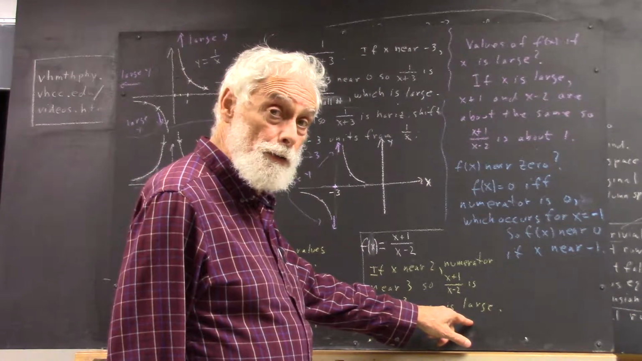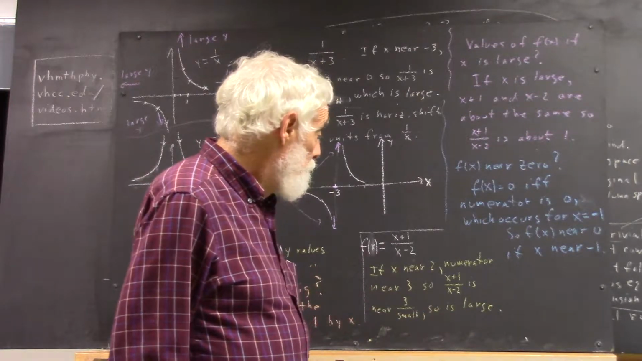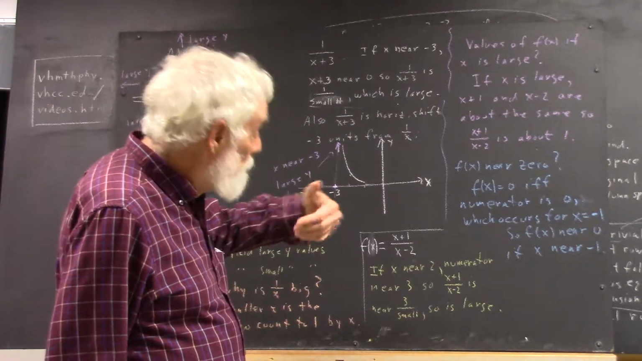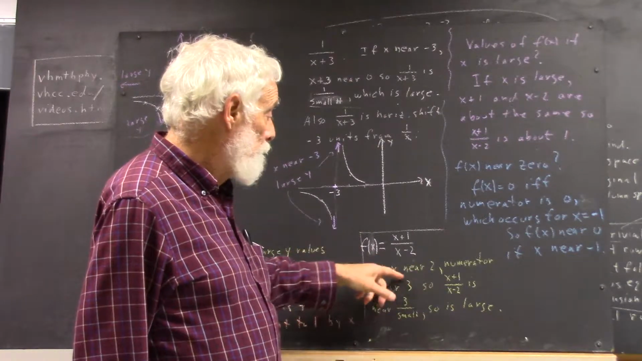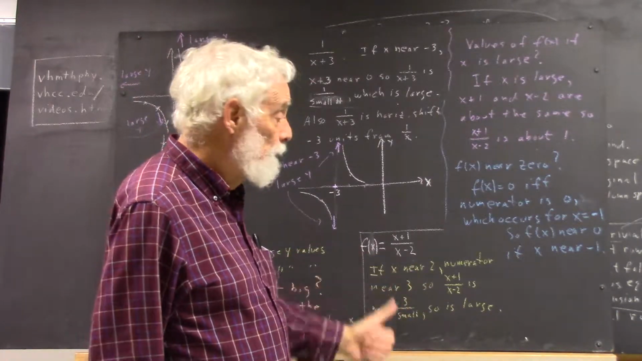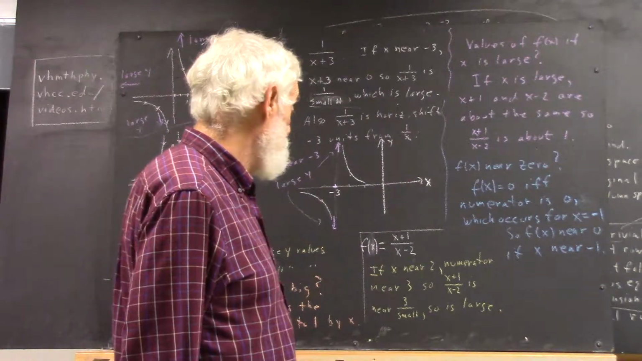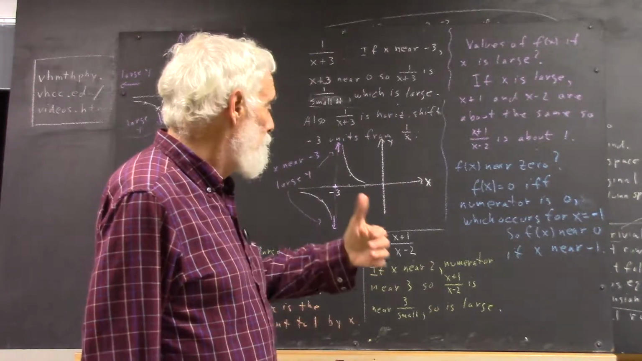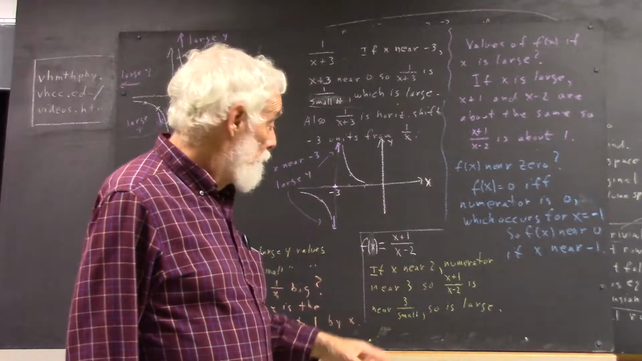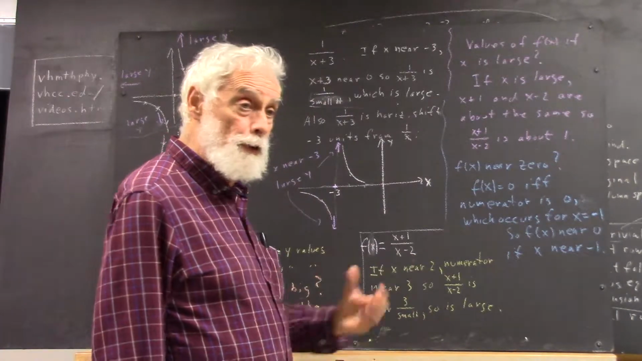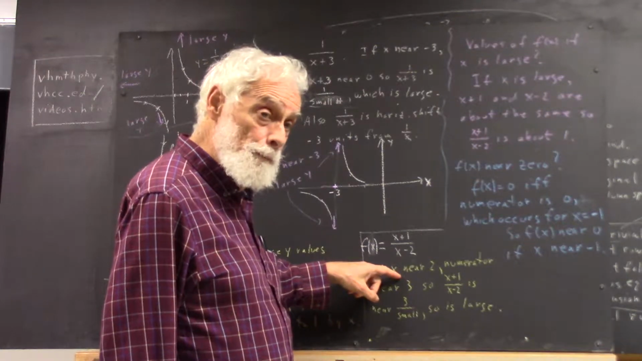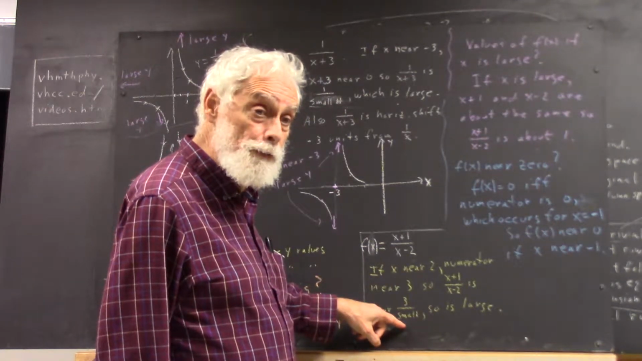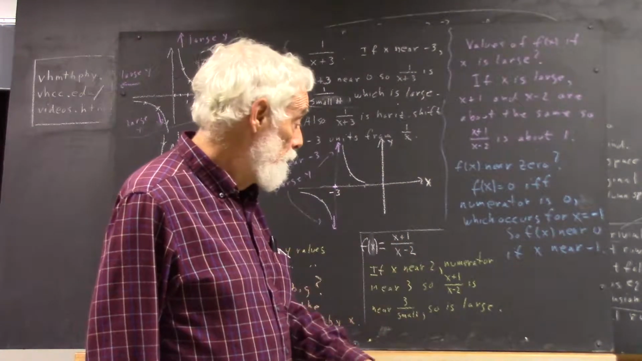So it's large. Now, if x is a little bigger than 2, x minus 2 is positive. So you're going to have 3 over a small positive number, which is going to be a big positive number. If x is a little bit less than 2, then x minus 2 is going to be a small negative number. So you're going to have a number near 3 divided by a small negative number, giving you a large negative value.